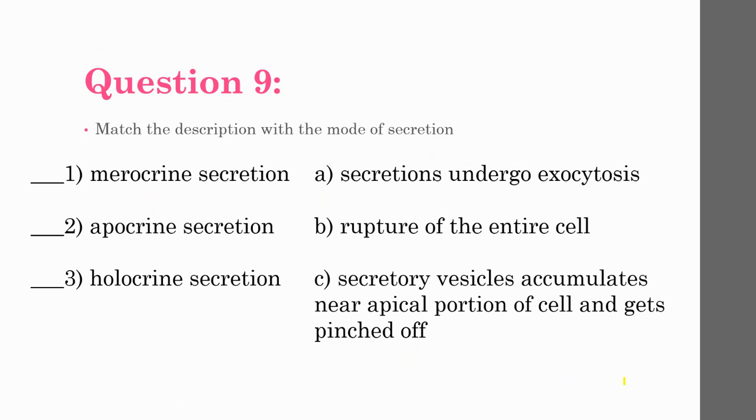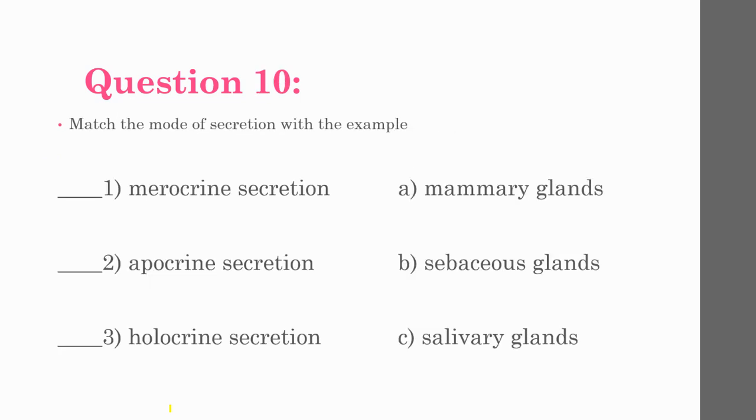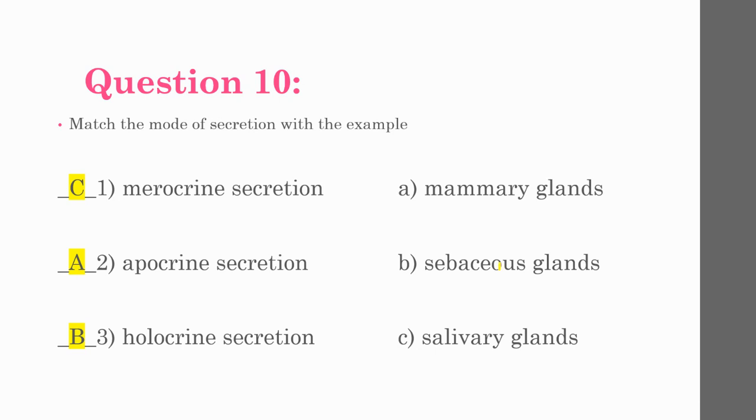And so matching up the descriptions, merocrine, the key word was exocytosis. Apocrine, you have the whole apical surface being pinched off. And holocrine is when the cell ruptures. And then matching with their example, merocrine was salivary, apocrine was your mammary glands, and holocrine were your sebaceous glands.